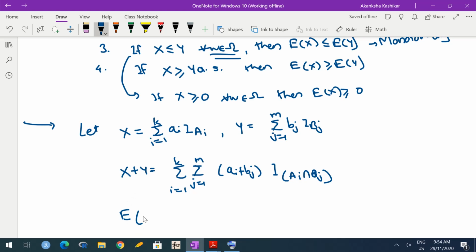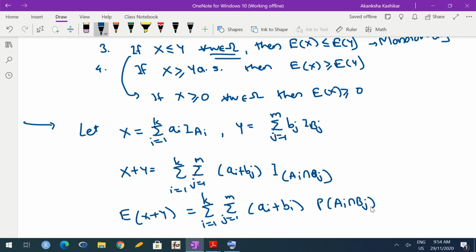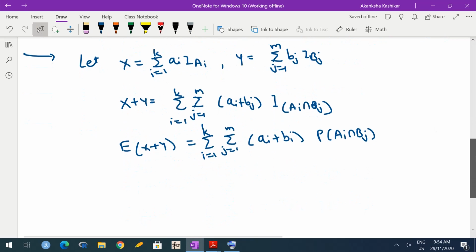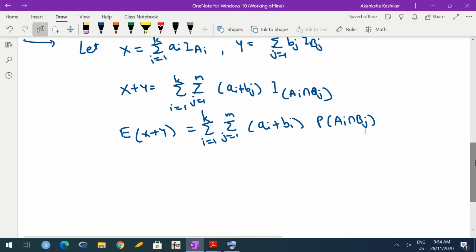So, expectation of x plus y would be the sum over i going from 1 to k, sum over j going from 1 to m, of ai plus bj into probability of Ai intersection Bj. This comes from the definition of expectation of a simple random variable which we stated just above this. So let us try to simplify this.